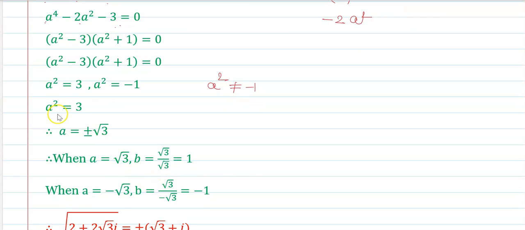And therefore, which is possible? a square is equal to 3. Taking the square root on both sides, you will get a is equal to plus or minus root 3. Okay, we take the plus and the minus.